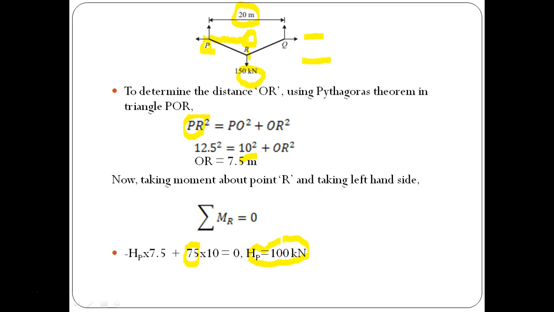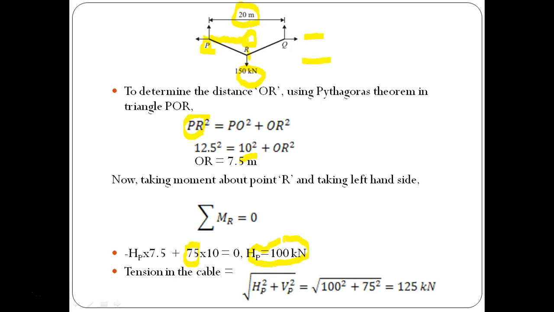Now since we get horizontal force, we already have the vertical force, that is 150 divided by 2. Now from that we can easily calculate the tension in the cable. So that will be equals to square root of square of the horizontal force plus square of the vertical force. So square root of 100 square plus 75 square, we will get the tension in the cable, that is 125 kilonewton. So this is the final answer.